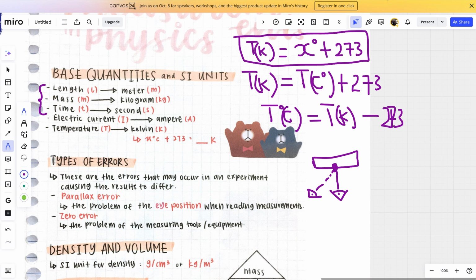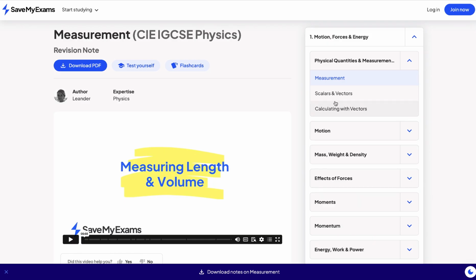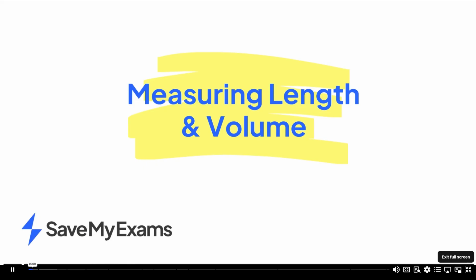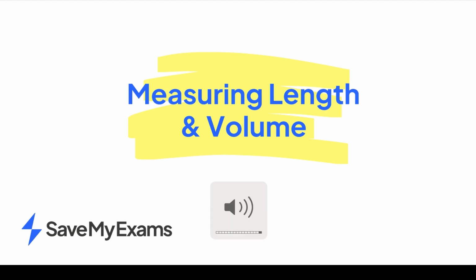So let's quickly expound on the knowledge and the scope we have here, and move forward. Let's take a look at the measurement of length and volume. Let's listen to this tutorial on the measurement of length and volume, on how to accurately measure the length and volume of both regular and irregularly shaped objects.